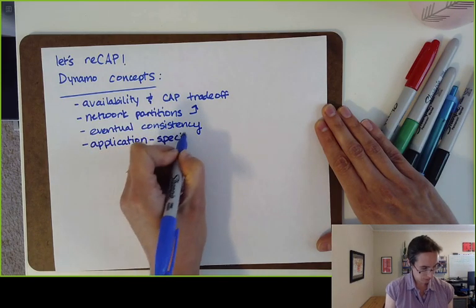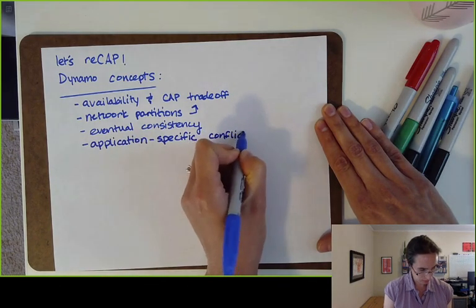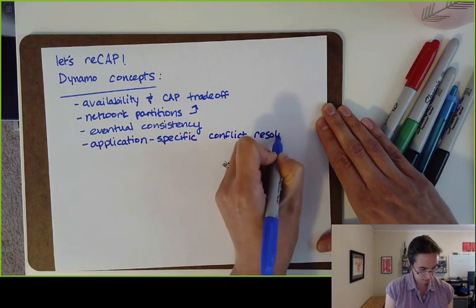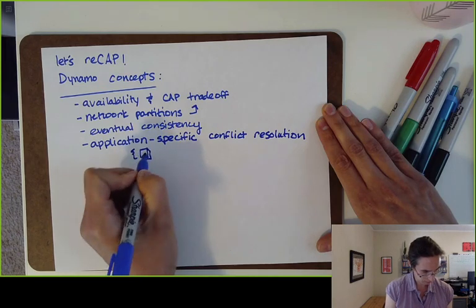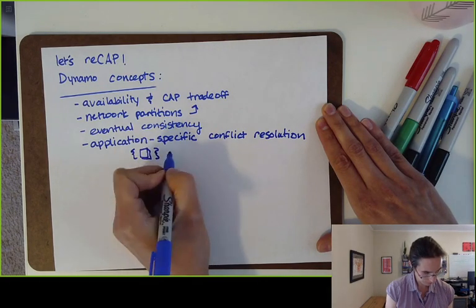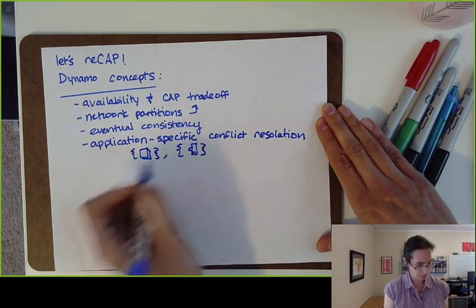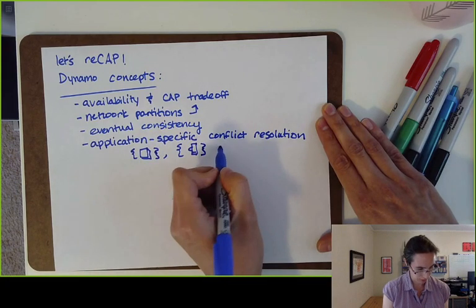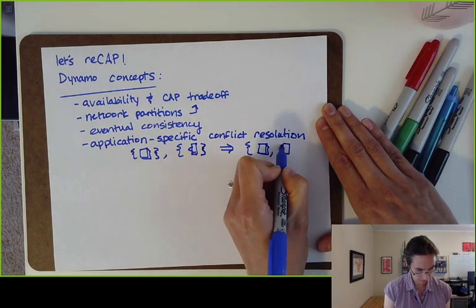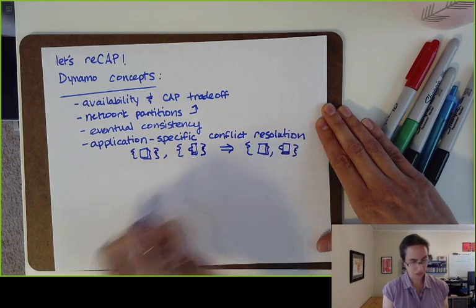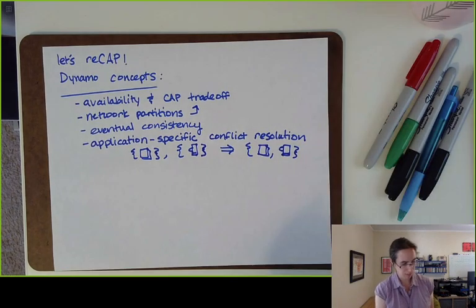In other words, that thing that we talked about where you might merge two copies of a shopping cart, or rather where the data store might hand two copies of the shopping cart to a client and the client would merge them together. So that's just an example of application-specific conflict resolution that's particularly important to Amazon. You'll see that talked about.